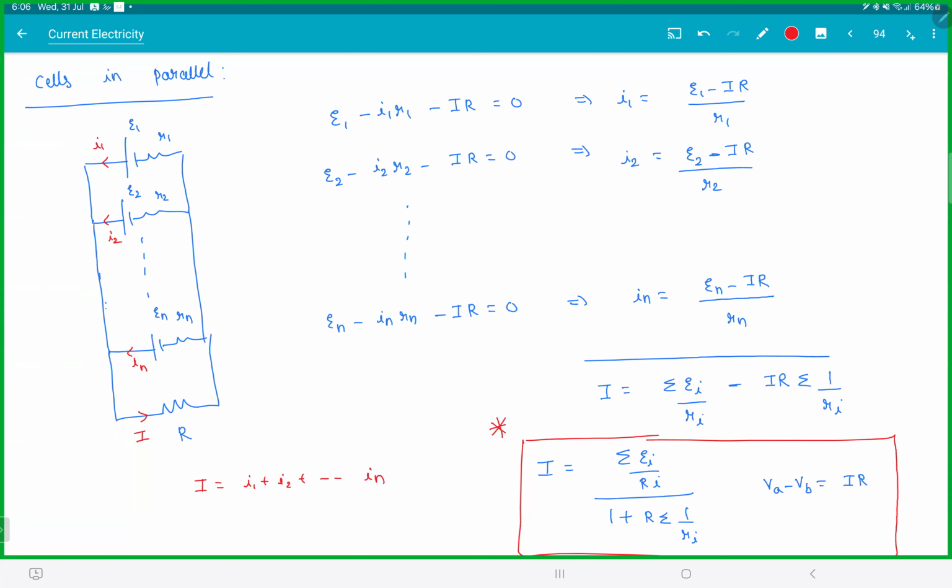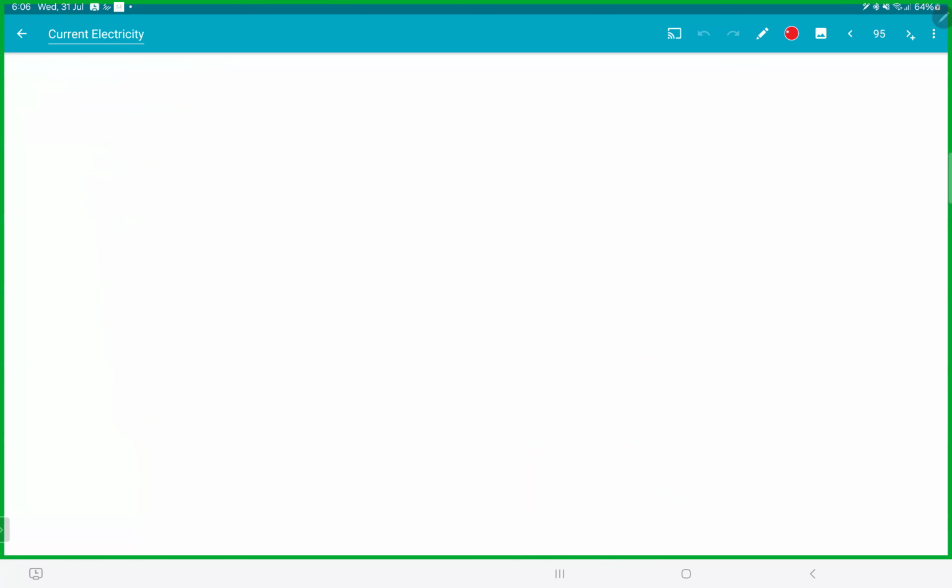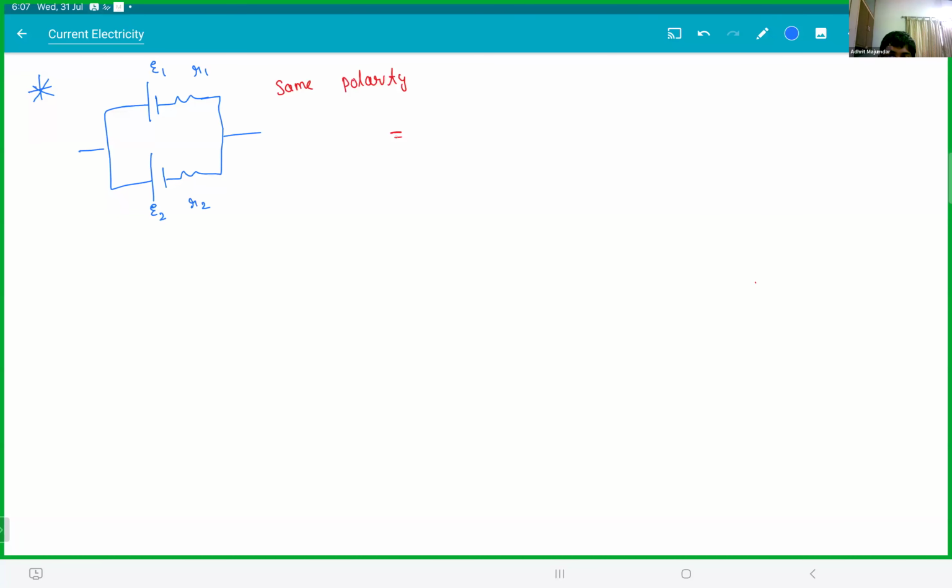Now, this thing, if you have multiple batteries, it is fine. But if there are two batteries, we get a decent result. So if you mug it up, it is better, saves you time, especially for mains and bits. If you have only two batteries, E1, R1, E2, R2, you're connecting in same polarity. You can replace this with a single battery. So I connect with the previous formula.